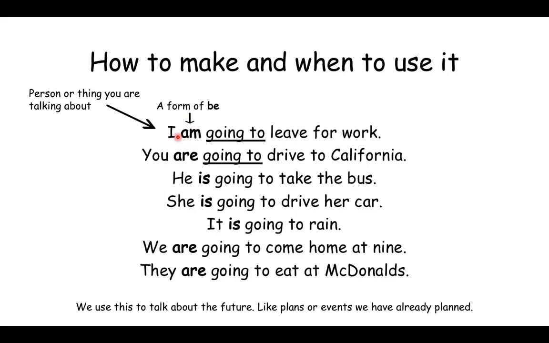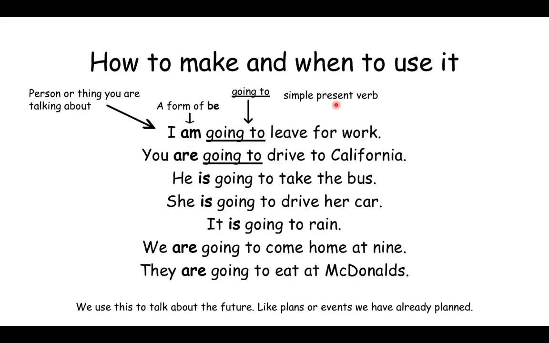The only thing is you need to make sure that this form of be matches who you're talking about. We can only use "am" with I to say "I am." We can only use "are" with you, we, and they to say "you are, we are, they are." And we can only use "is" when we use he, she, or it, right? We also need "going to." This is probably the first part that's really important to making this sentence future tense.